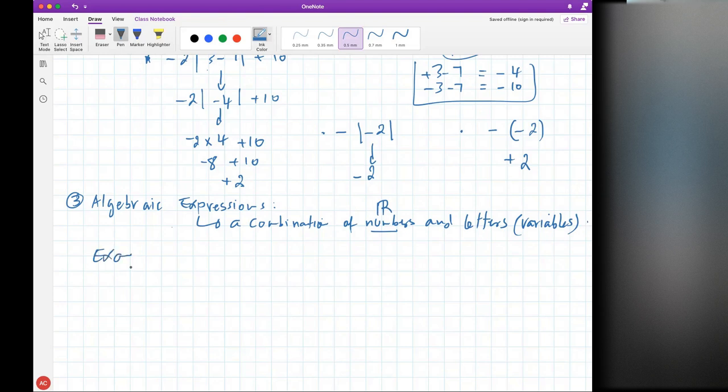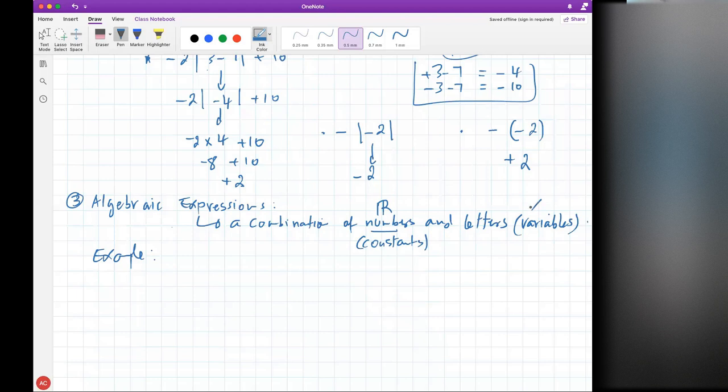Examples. When you say numbers, you can also call them constants. The constants are the opposite of variables. Variables vary, they change in value. But constants don't change. They are fixed, they stay the same. 5, for example, stays 5.